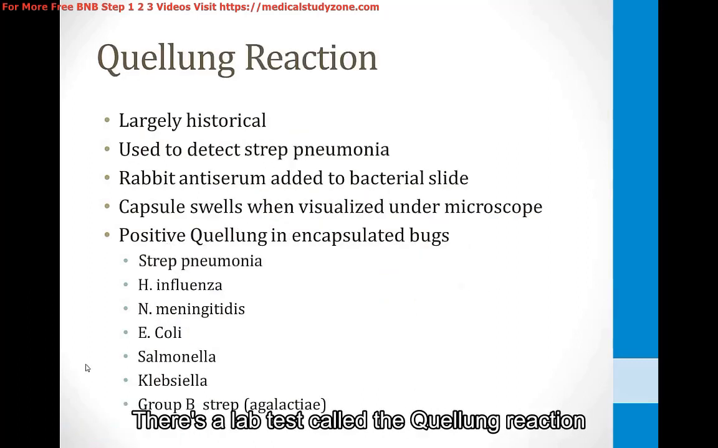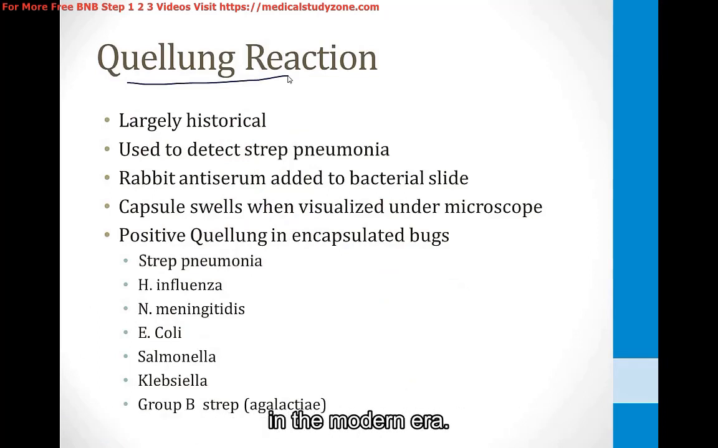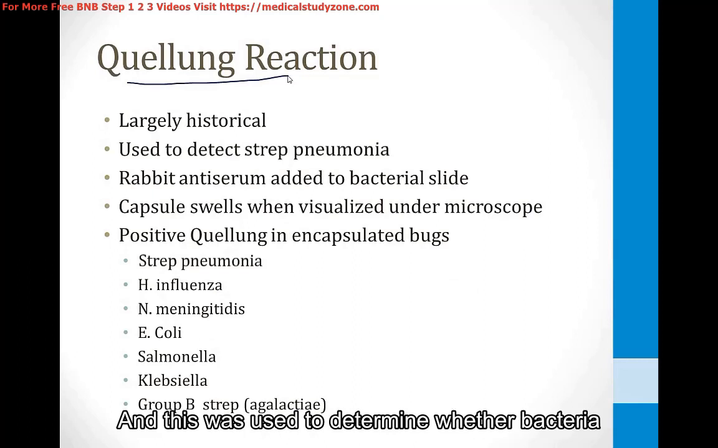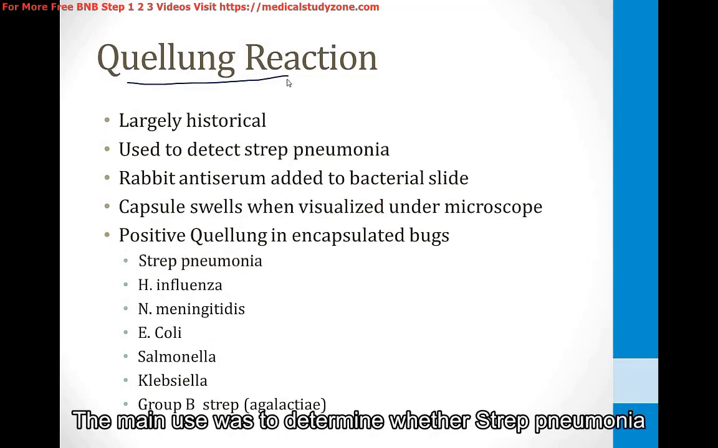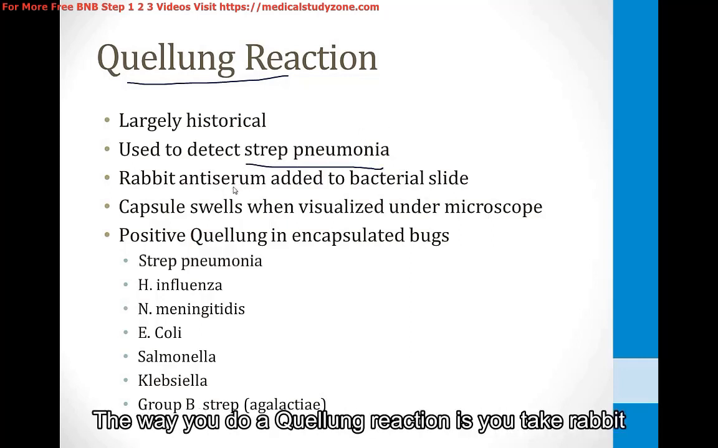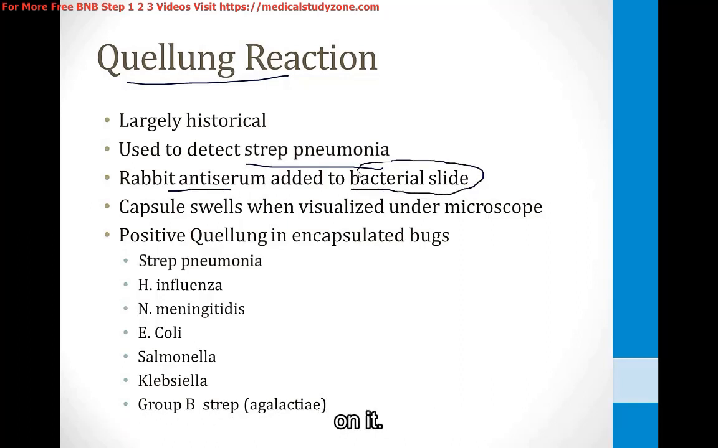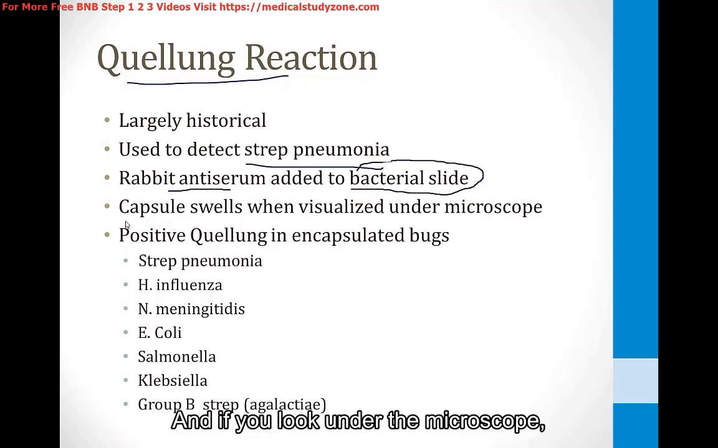There's a lab test called the Quellung reaction that used to be done decades ago. It's largely historical. People don't do it much anymore in the modern era. And this was used to determine whether bacteria had a capsule or not. The main use was to determine whether strep pneumoniae was the cause of a bacterial lung infection. The way you do a Quellung reaction is you take rabbit antiserum and you add it to a slide that has the bacteria on it. And if you look under the microscope, bacteria that have a capsule will swell when the Quellung reaction is performed.